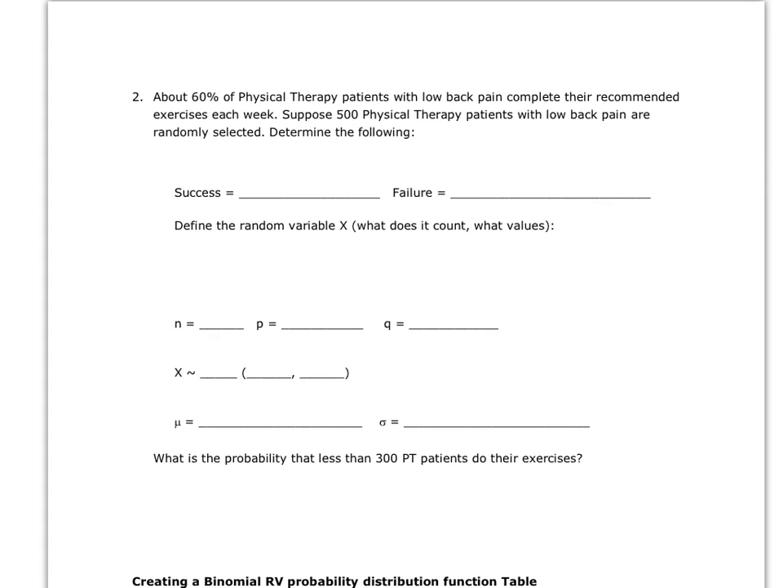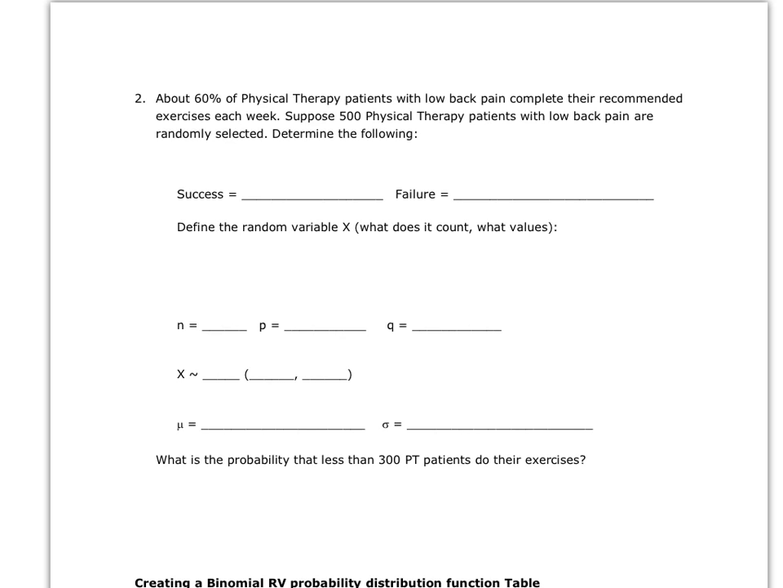So let's look at another example where we identify these characteristics. About 60% of physical therapy patients with low back pain complete their recommended exercises each week. Suppose 500 physical therapy patients with low back pain are randomly selected. Determine the following. Okay, so we can choose what we want to be the success here. We can choose that they do the exercises to be the success. And then the failure is no exercises.